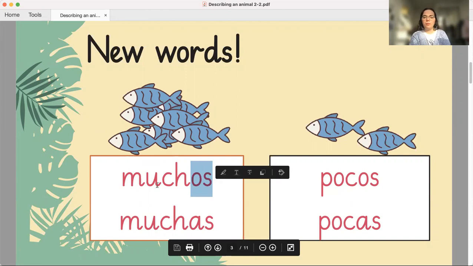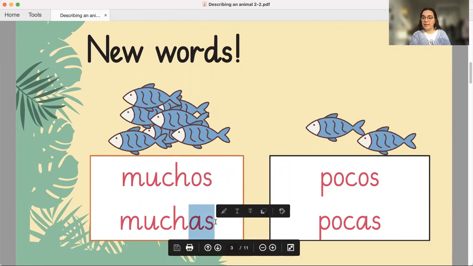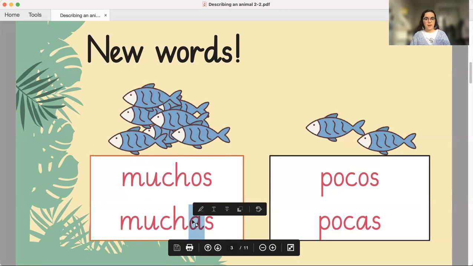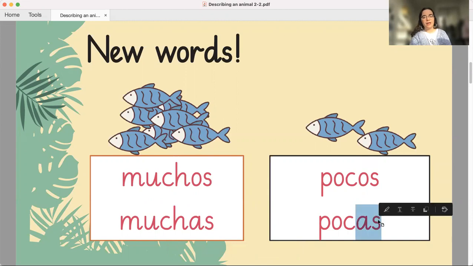Why have I written muchos and muchas, which means the same thing, both using O and A? Because, as you can remember from previous lessons, when a word finishes in O, what happens? It is a masculine word, and when it finishes in A, it's a feminine word. Most of the time, not all the time, but most of the time. We will learn that little by little. And then with pocos and pocas it is the same. For those words that finish in O, I'm going to write pocos because it's masculine, and pocas for those in feminine.